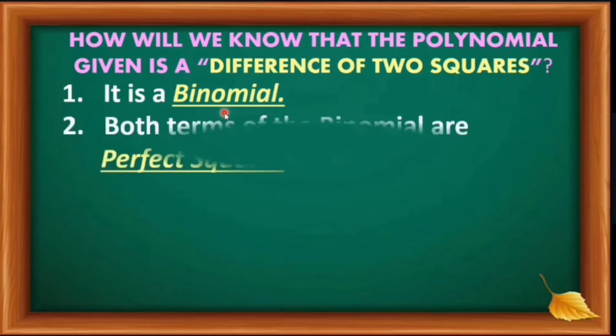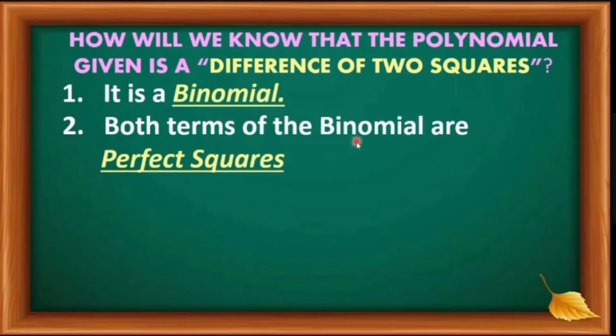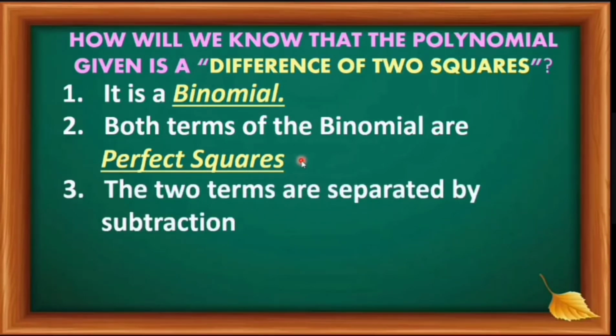Number two, both terms of the binomial should be perfect squares. Meaning, yung first term ay dapat perfect square at yung second term ay dapat ding perfect square. Mamaya, mas malalaman natin kung paano ma-determine na ang isang number ay perfect square or not. Number three, the two terms are separated by subtraction, meaning yung operation between the first term and the second term is subtraction. Let's take a look at this polynomial.